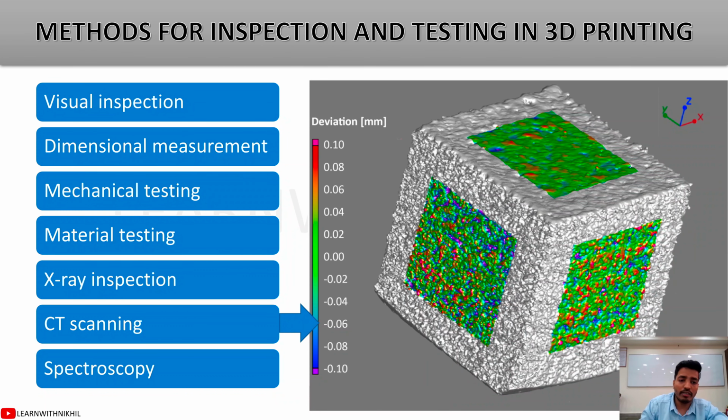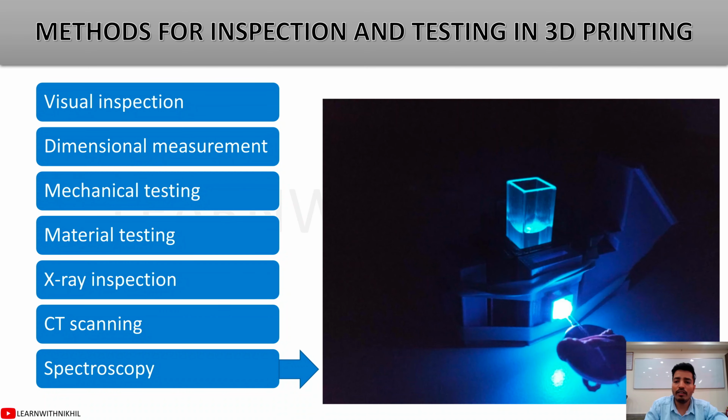Again, with CT scanning, you will get the entire object, the quality, the printing, you can see internally. So these are the different methods of inspection and testing in 3D printing.